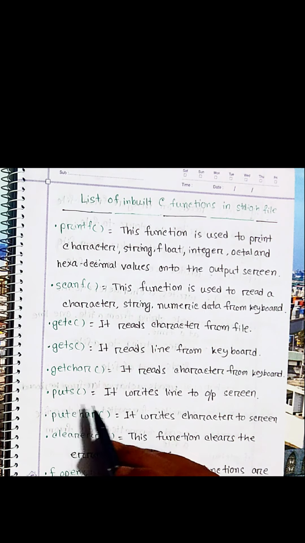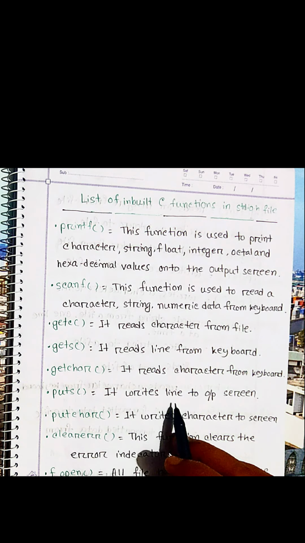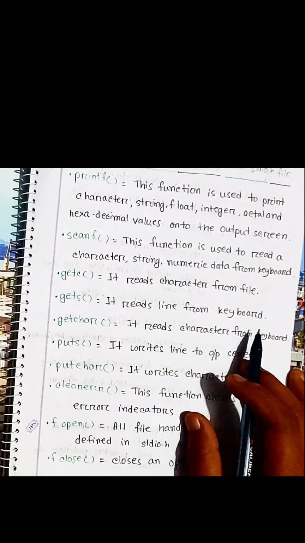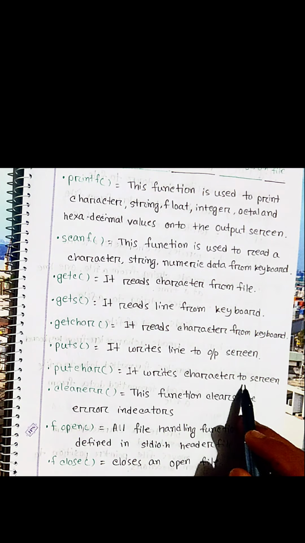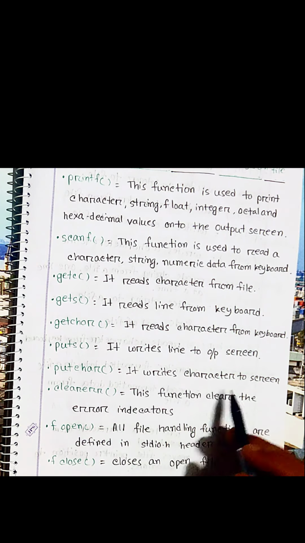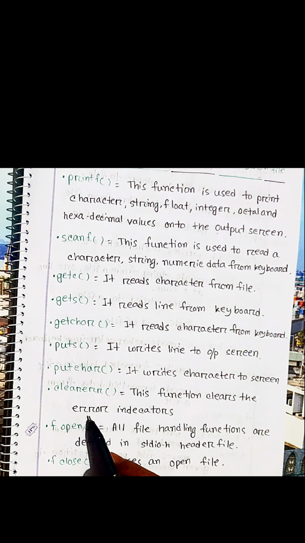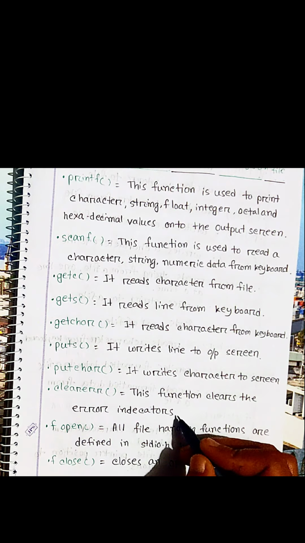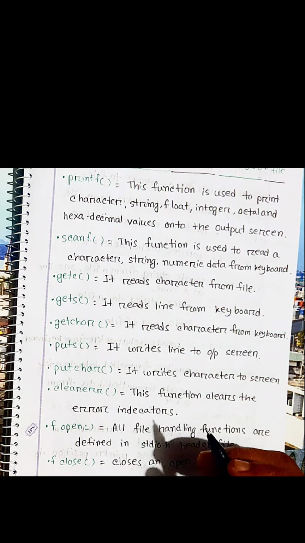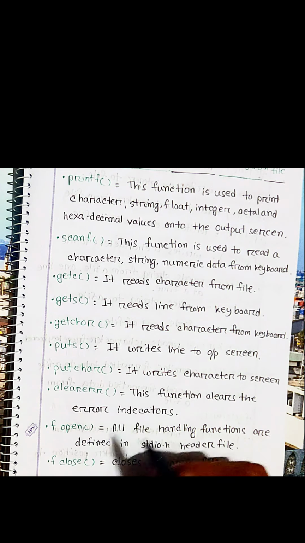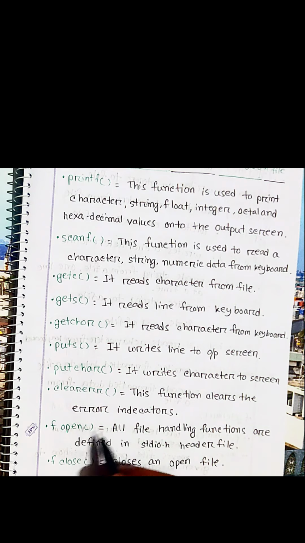Puts, puts, it writes a line to the screen. Okay, now putchar, it writes a character to the screen. Clearerr, this function clears the error indicators. When you see errors in your program, it will clear that, and the error indication won't be visible anymore. Okay, now fopen or function open.